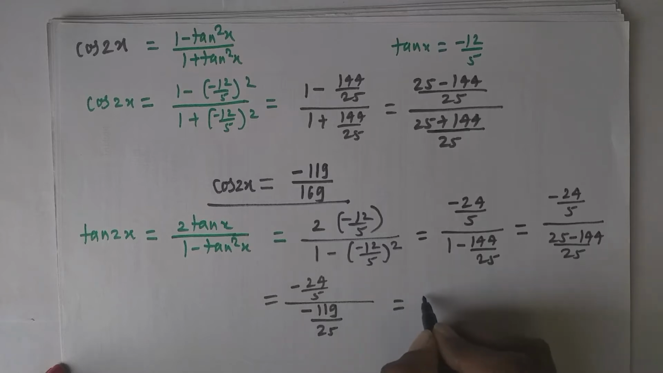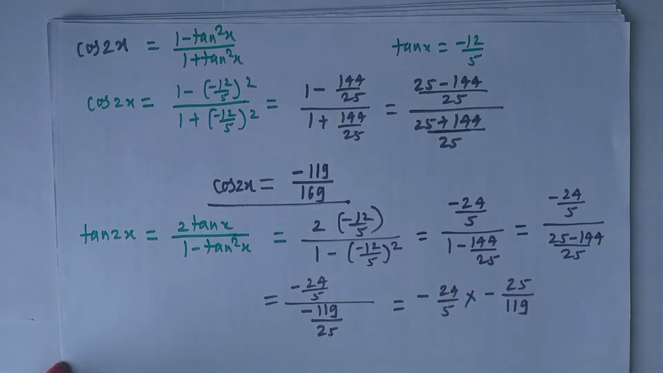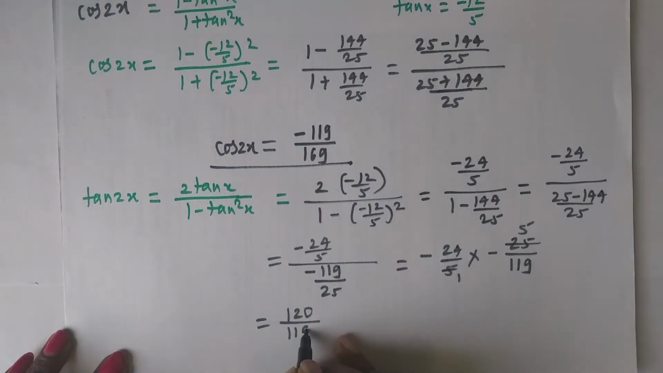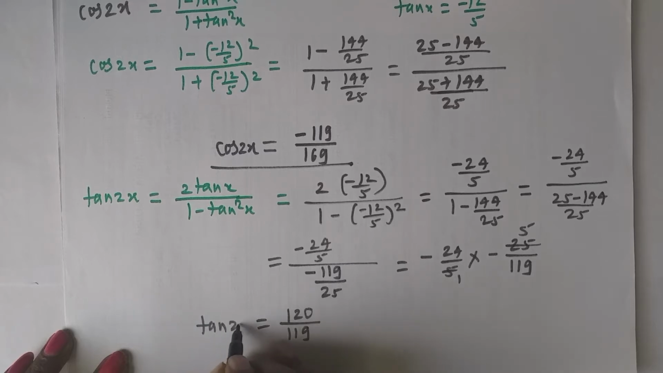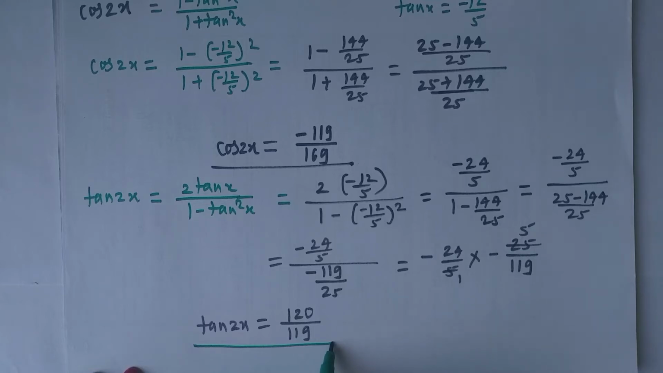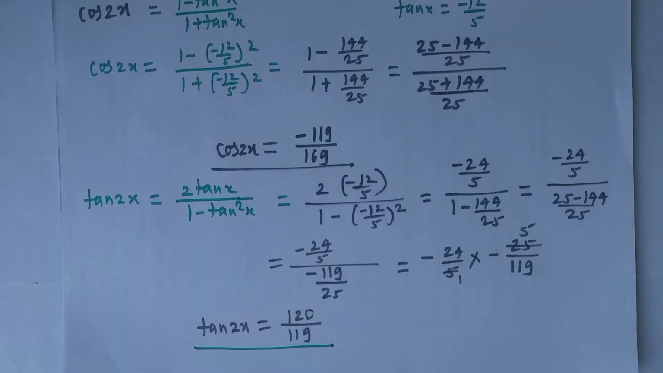Now simplify this. Minus 24 divided by 5 into minus 25 divided by 119. Now this minus minus become plus and this is 5 times. And after simplification this will be 120 divided by 119. This is the value of tan 2x. In this way we have found out all the three values, that is sin 2x, cos 2x and tan 2x. If you know the formula of sin 2x and cos 2x in terms of tan and formula of tan 2x, then it is very easy.